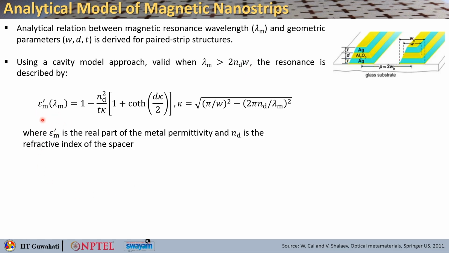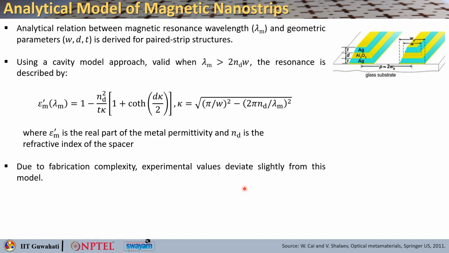Okay. So, you can write epsilon m prime at lambda m. Epsilon m prime is basically the real part of the metal permittivity, and n d is basically the refractive index of the dielectric spacer, and the equation looks like this. So, you have epsilon m prime at lambda m equals 1 minus n d square divided by t kappa times 1 plus coth of d kappa by 2, where kappa can be written as square root of (pi by w) whole square minus (2 pi n d divided by lambda m) whole square, right.